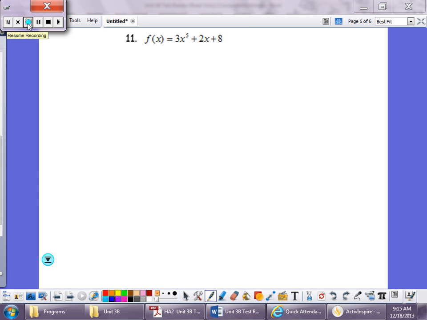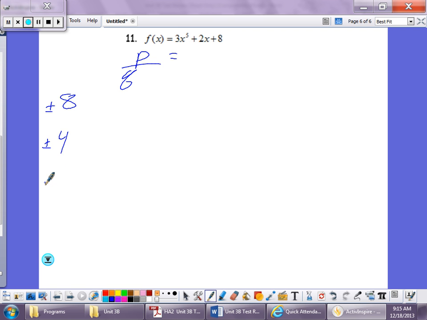Number 11, all you had to do was list the possible rational zeros. So remember, that's when we're doing P over Q, where P is our factors of the constant term, Q is the factors of the leading coefficient. So I have 8 and 3, so what I do is I just list out the factors of my constant term, so plus or minus 8, plus or minus 4, plus or minus 2, and plus or minus 1. And then I put them over the factors of my leading coefficient. So that would be plus or minus 1 and plus or minus 3.